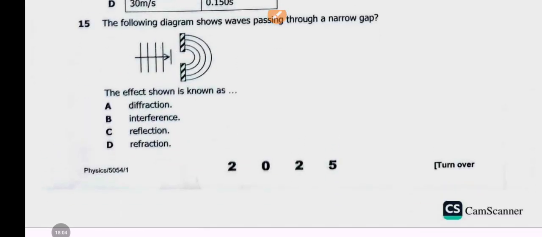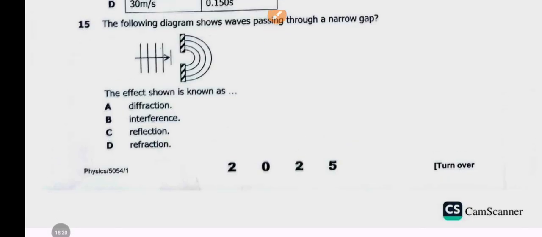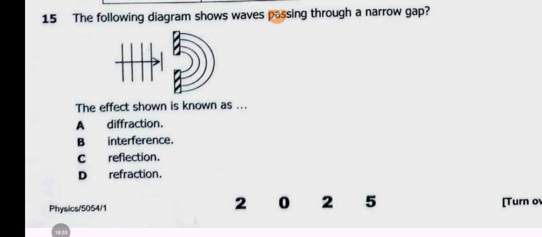Question 15. The following diagram shows waves passing through a narrow gap. The effect is known as... Right. Okay. So for this question, the effect here is known as diffraction. Whenever a wave spreads as it passes through a gap, the process that occurs is diffraction. And this is what we can see here.